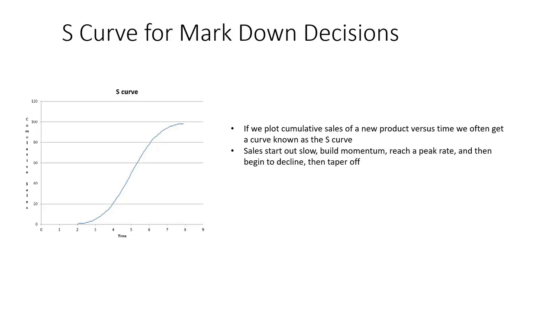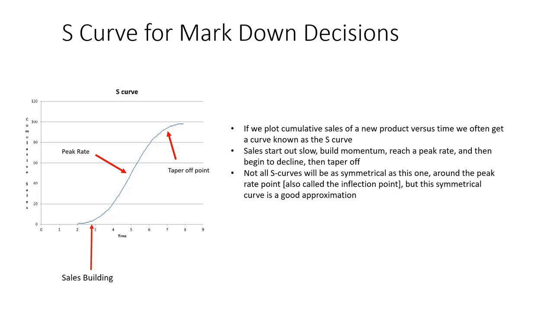Sales start out slowly here. They build momentum, and then they reach a peak rate here. And then after this peak rate, they begin to decline or taper off. Now, not all S-curves will be as symmetrical as this one around the peak rate point, which is also called the inflection point of the curve. But this symmetrical curve is a good approximation for many cases.